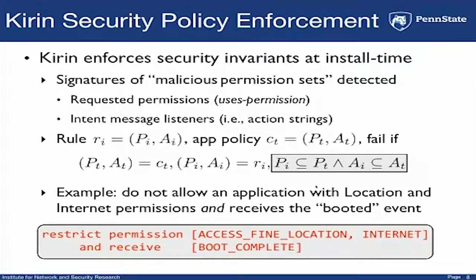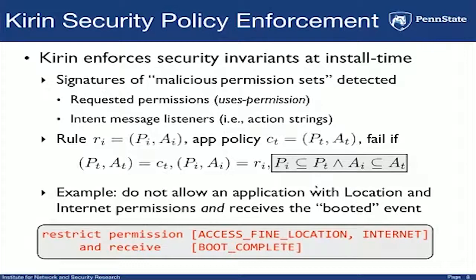So let's think about this for a second. What would a dangerous set of permissions look like? Well, here at the bottom, we have a set of permissions and actions that are occurring in a phone. So if we have an application that asks for access to fine location and the internet, and that's really GPS coordinates and the ability to use the network, and it receives something called boot complete. Now, boot complete is an intent that gets basically sent to an application, which starts the application when the phone is booted. So I would claim that these three things, this GPS, internet, and boot complete, or startup at boot time, represents a really dangerous set of permissions.